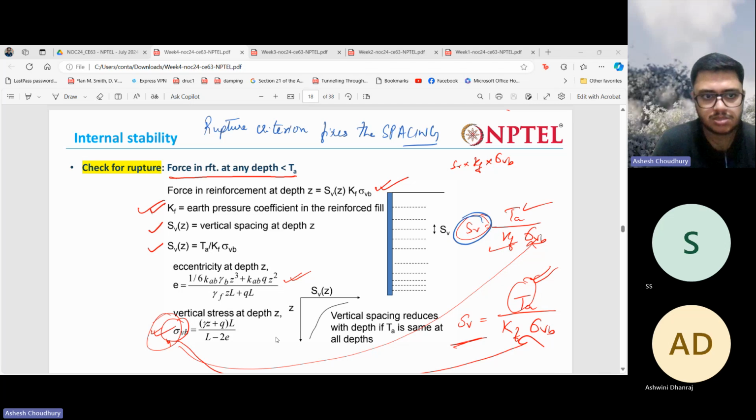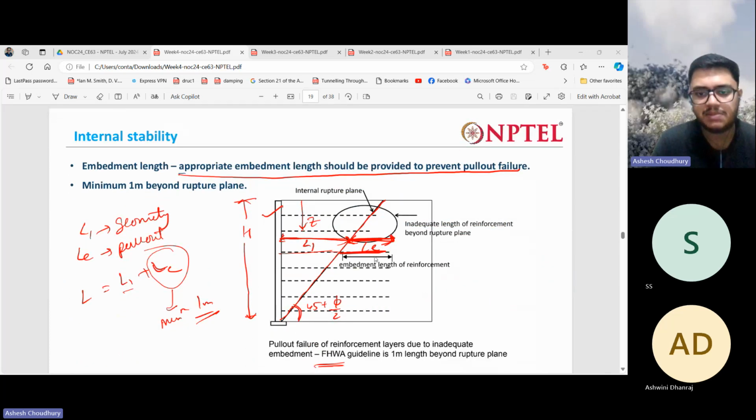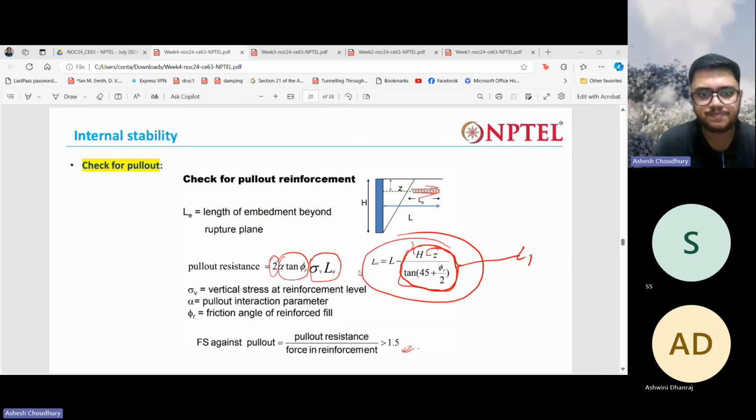So you have internal stability, all this. This already you know, we have studied this while designing. Let me just go down. Yeah. So as I was saying, for minimum embedment length, you should have 1 meter beyond the ruptured plane. How to calculate all these things we already did. Right, so this is the check for pull out resistance.